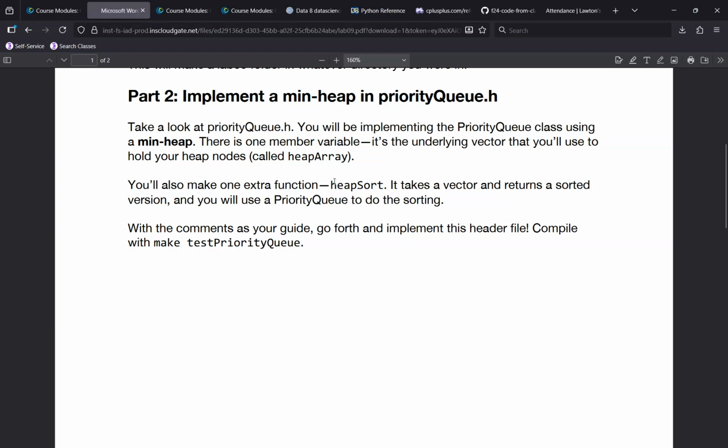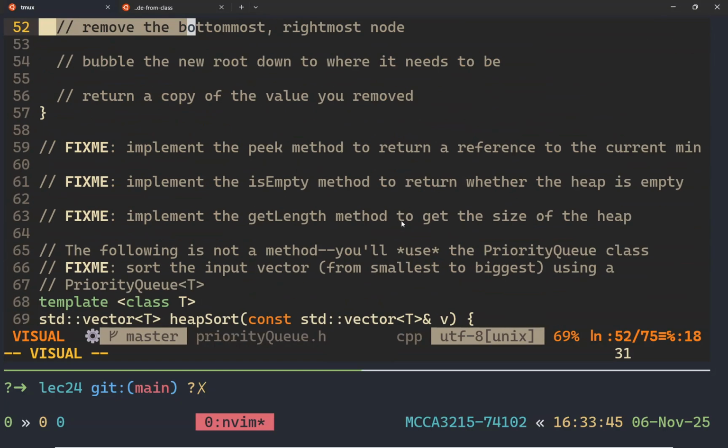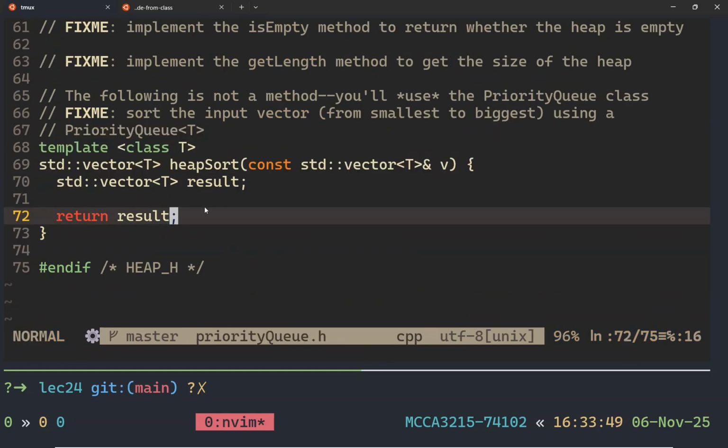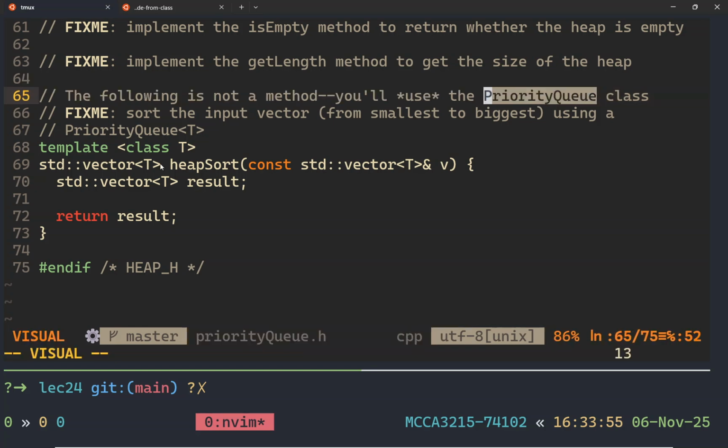All right. The only other thing that's not part of the class is to make a heap sort function. You know that's going to be n log n. It's an optimal sorting algorithm for comparison sorting. That's a function. This is not part of the class, but it's templated still. It's not a method, but you should make a priority queue of T's to do your heap sorting.